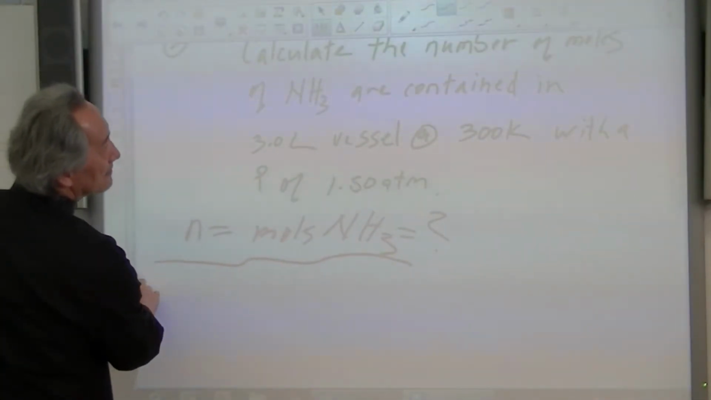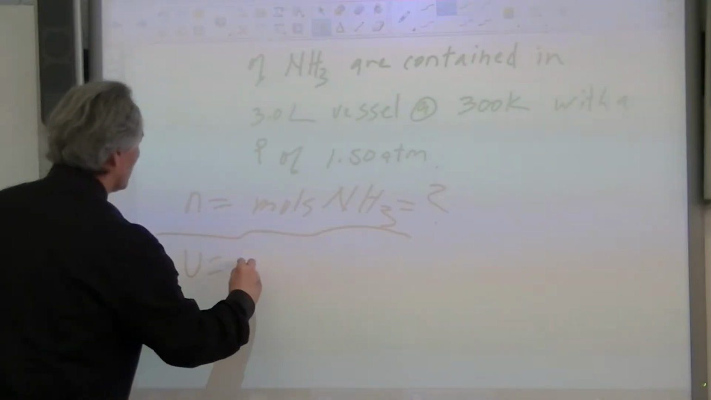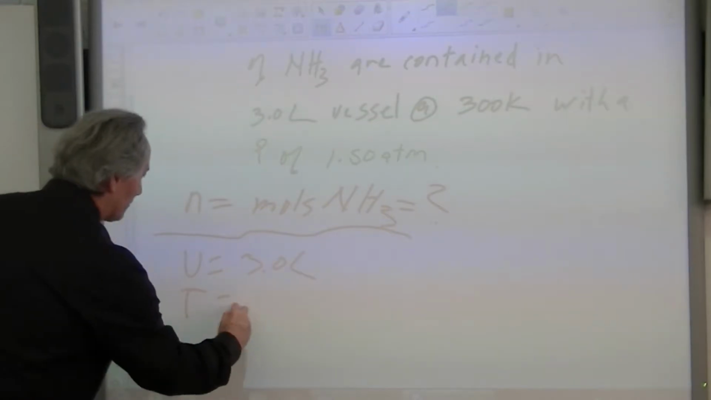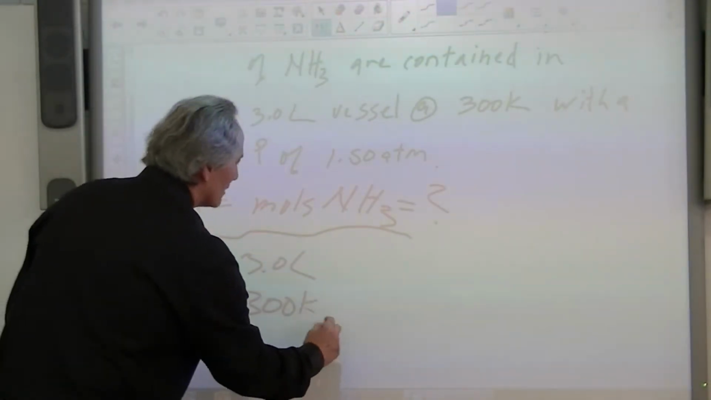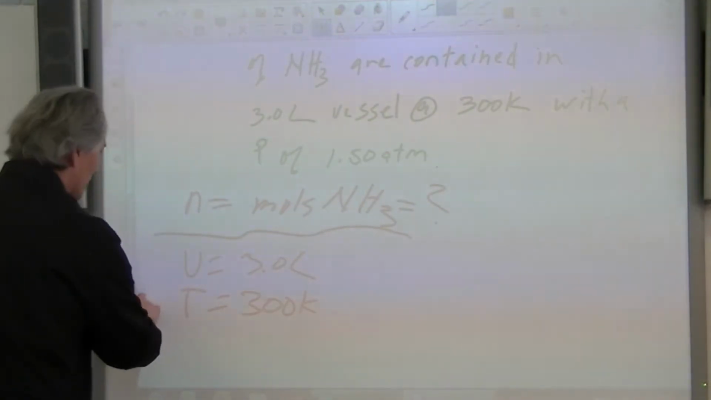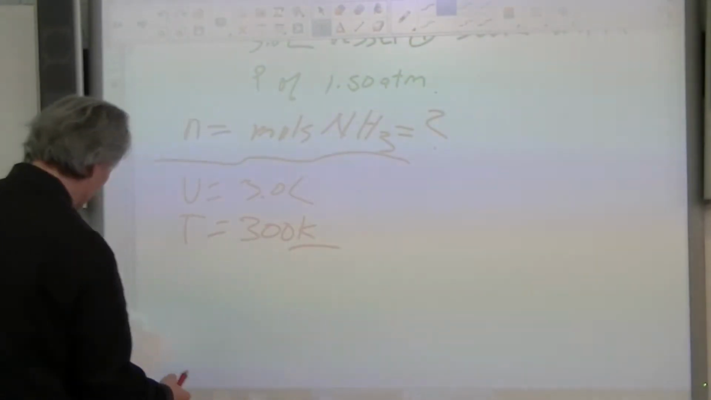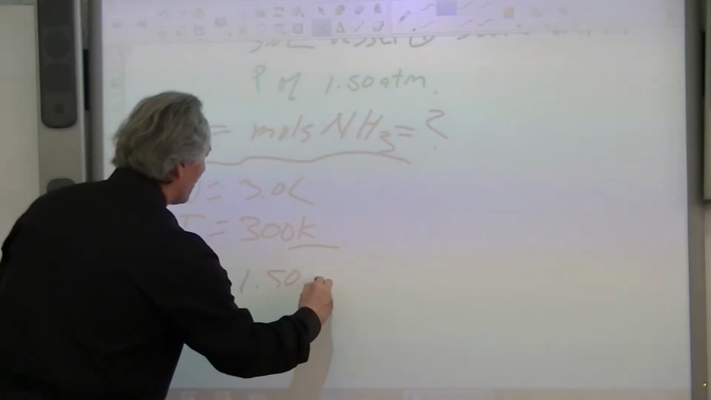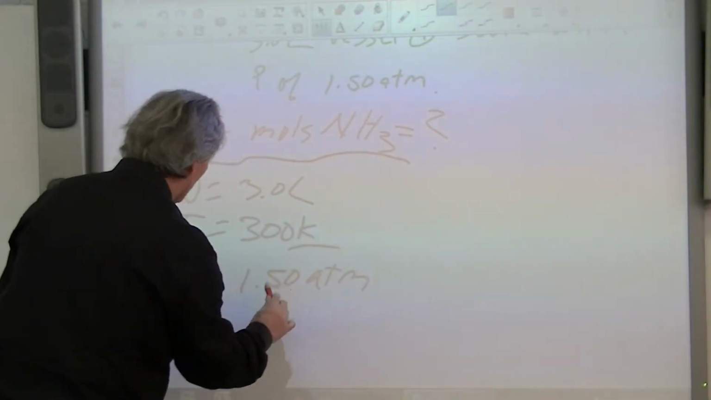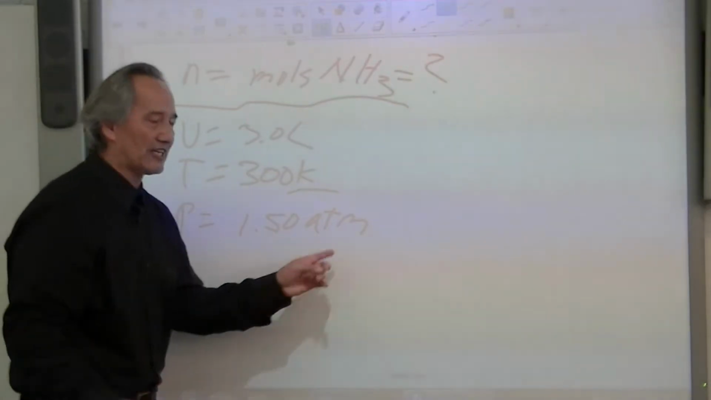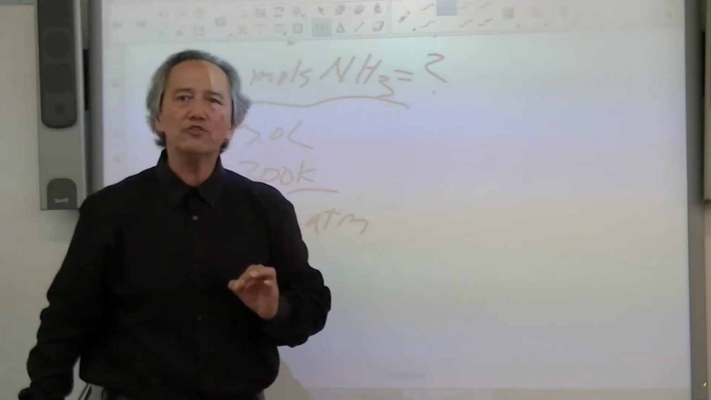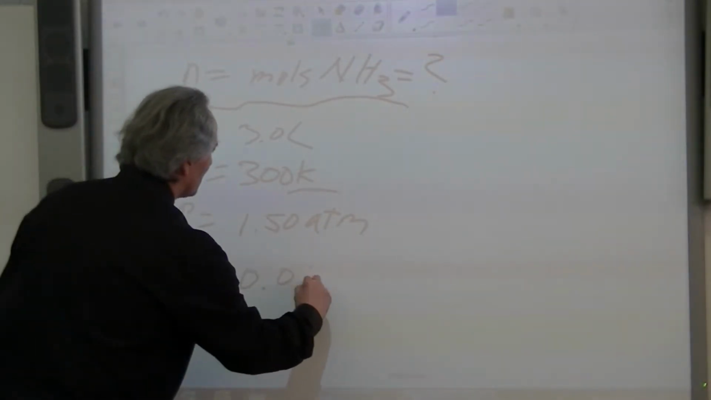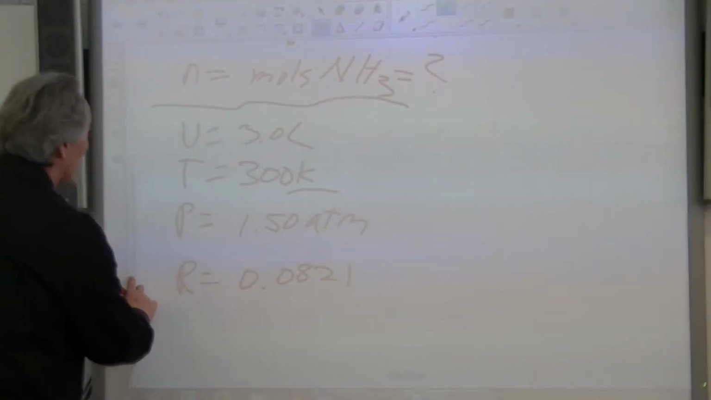Let's identify the knowns that we have. We have our volume equals 3.0 liters. We were also given a temperature in Kelvin, so we don't have to convert it from Celsius to Kelvin. That's the standard unit used in these types of problems. And our pressure was given as 1.50 atmospheric pressure, or atm. And note, when pressure is expressed in atm, what R value do we use? We use R equals 0.0821. Okay, we're ready to solve for n.